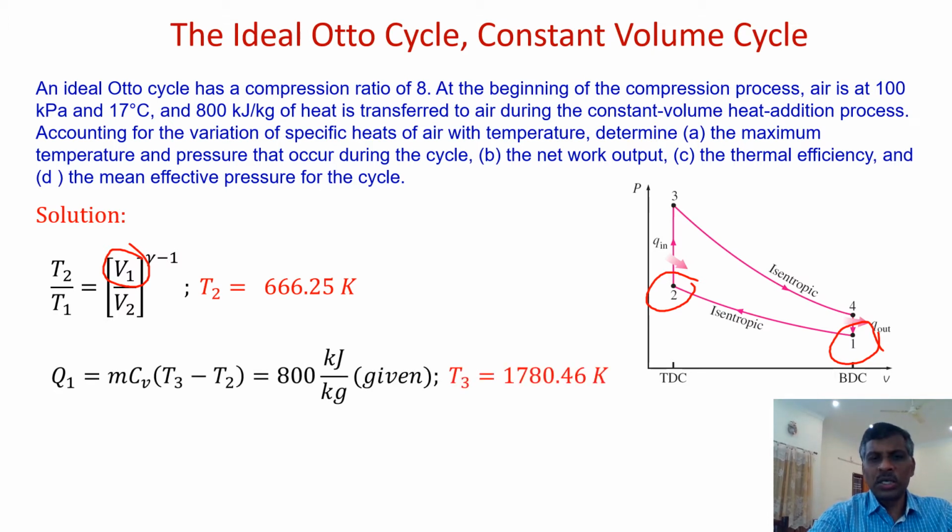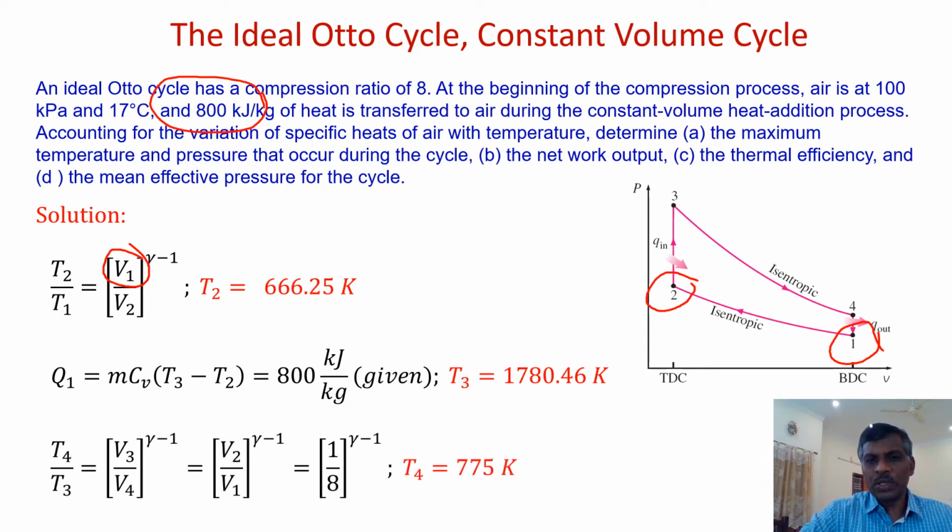Once that is known, we can move on to the temperature T3. You understand that they have given the heat addition Q1, that is m CV into T3 minus T2. Apart from T3, all other values are known. Only T3 is unknown, so you can directly calculate the value of T3. Then let us move to T4.